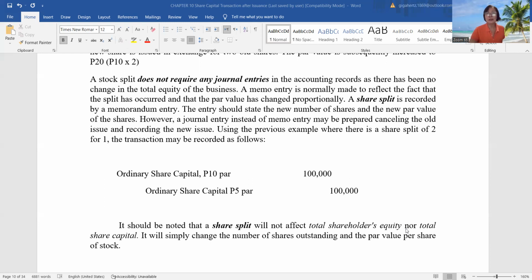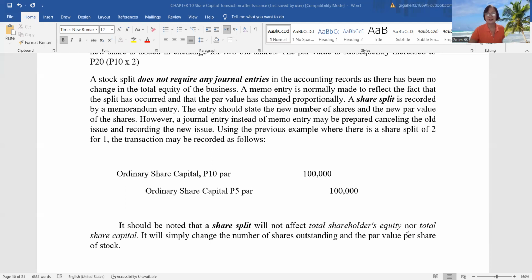Kung gusto mong ma-afford ng mga medyo mahihirap na tao yung presyo ng share, mag-split up ka. Damihan mo yung shares at babaan mo yung par value para mas maging affordable yung shares of stock sa tao. Pero kung sa tingin mo, gusto mong gandahan yung image ng shares mo para mas mataas pag in-evaluate yung market value niya, you can decide on a split down.